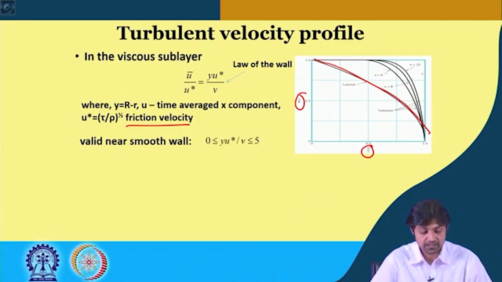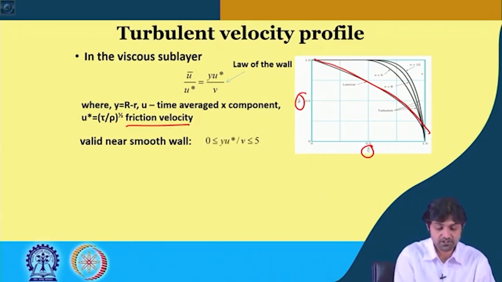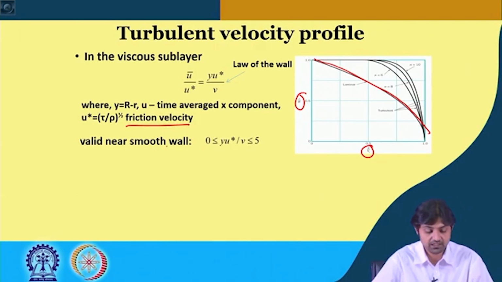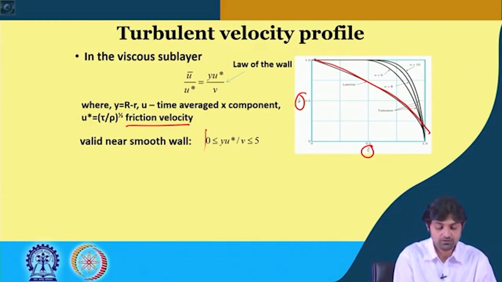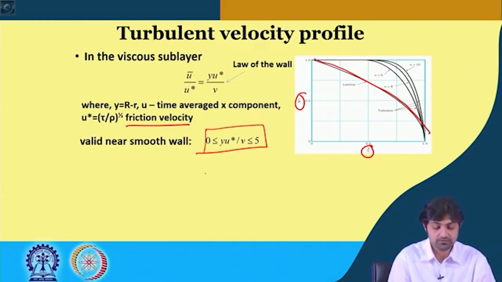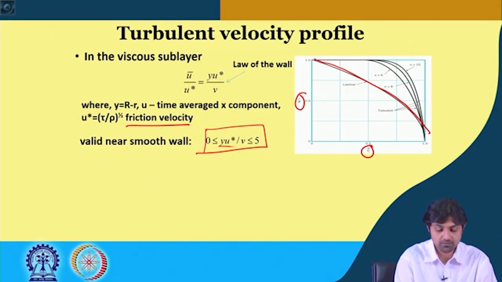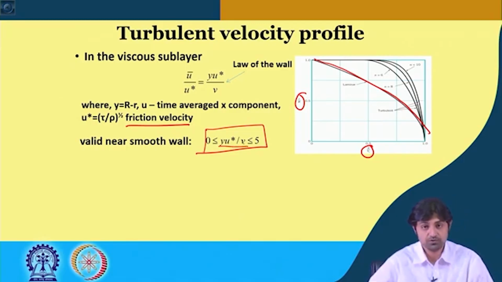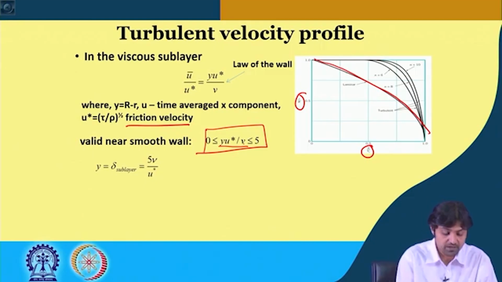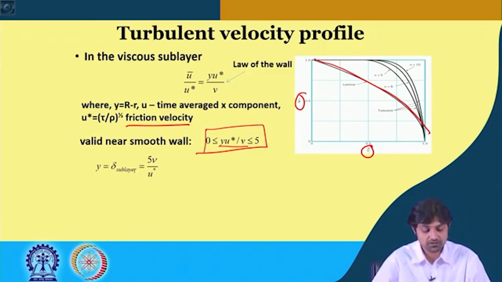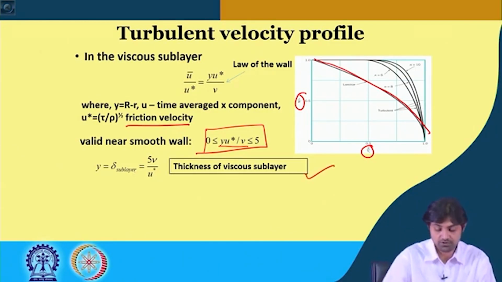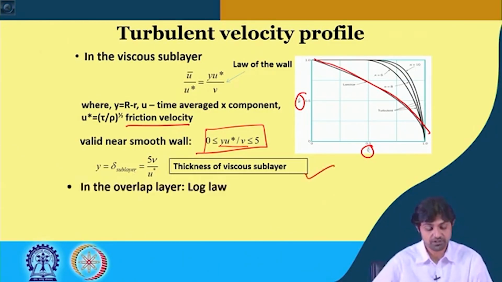This viscous sublayer is valid very near the smooth wall. The law of the wall is valid very near the wall, where y u star by nu is less than 5. So, the thickness of the laminar sublayer can be written as 5 nu by u star. This is important to remember. I think you must remember this value.